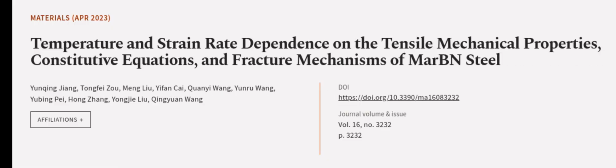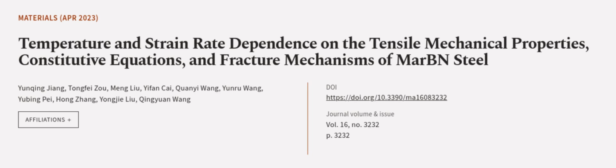The fitted R² values of these models, JC, KHL, PB, EVA, ZA, to plastic flow stress at 5×10⁻⁵ s⁻¹ were greater than at 5×10⁻³ s⁻¹ for MarBN steel. This article was authored by Yunqing Jiang, Tongfei Zhou, Meng Lu, and others.